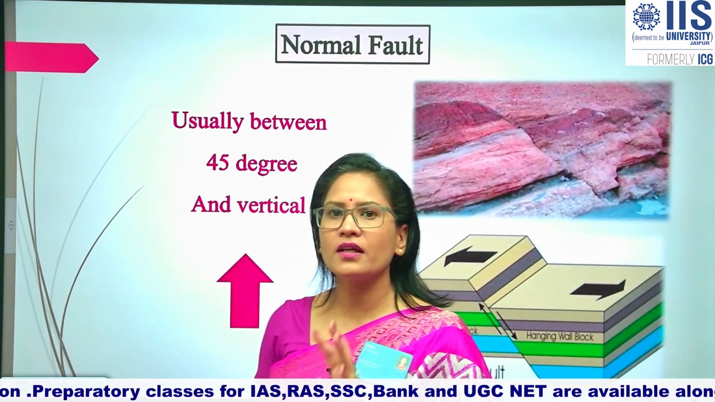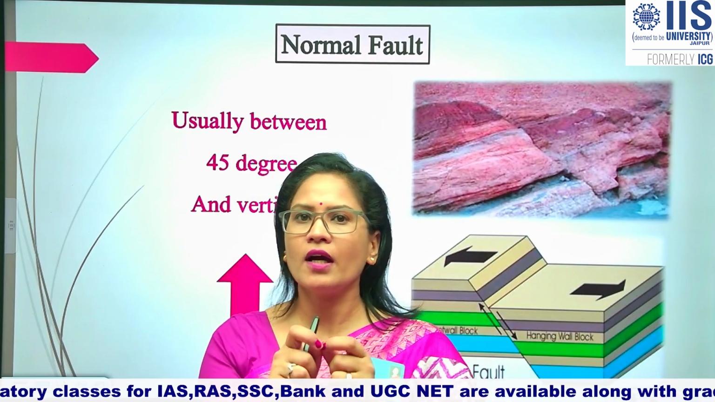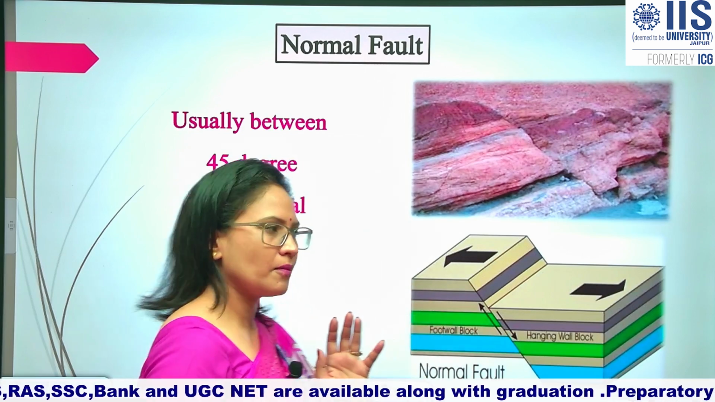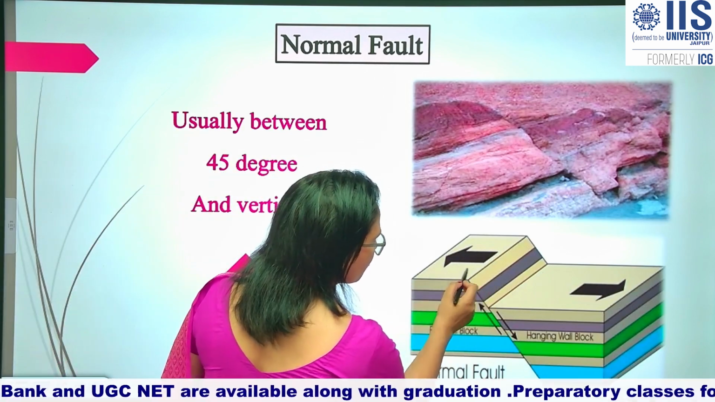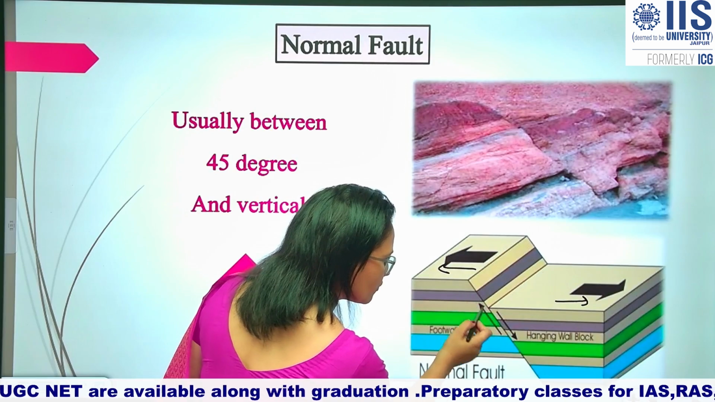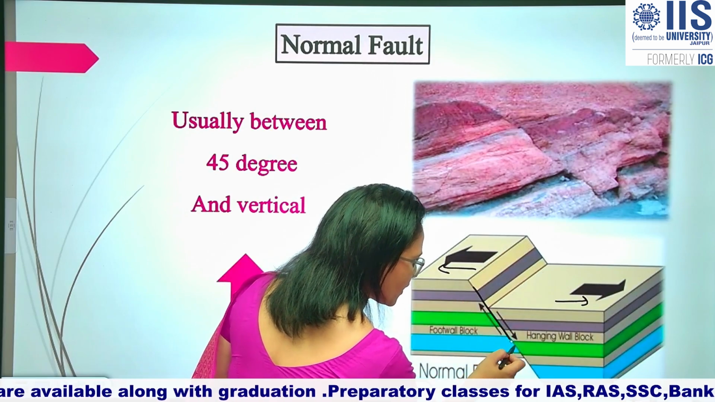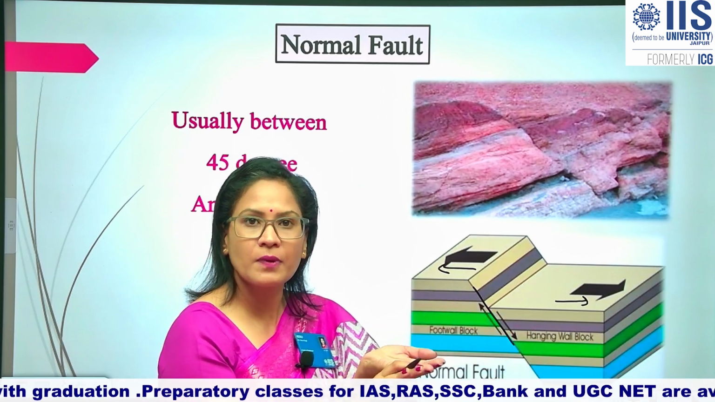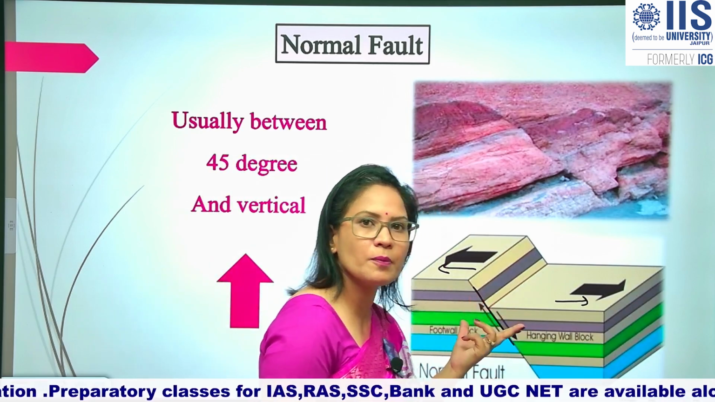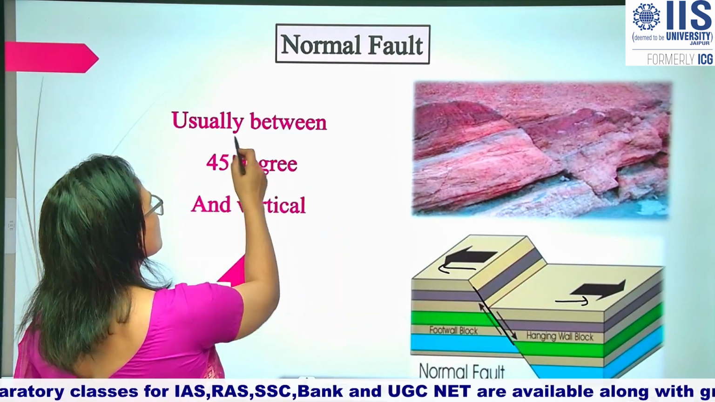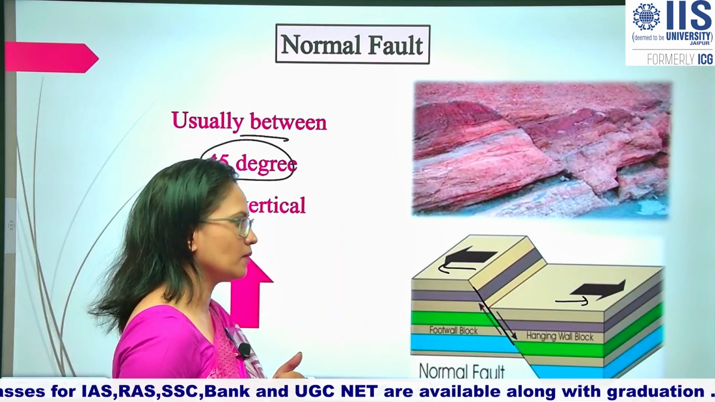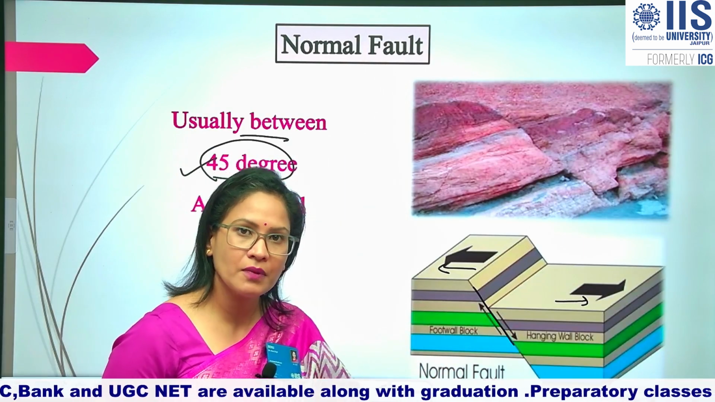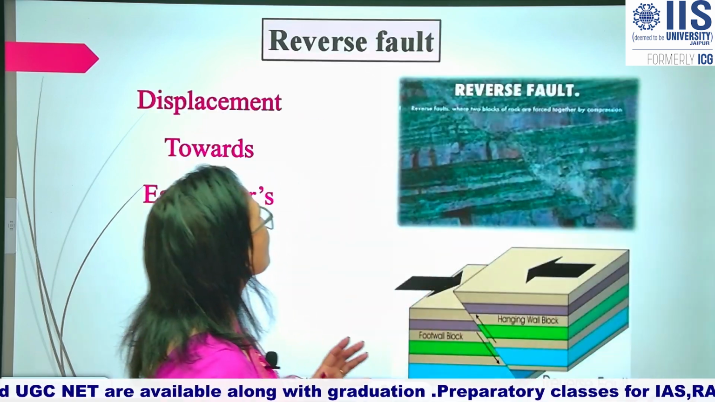Normal fault means that when the plates are simply moving apart from each other, there will be a crack or fracture, and along a plane, the movement is in this direction, and along this axis the blocks or the earth surfaces are displaced. This type of fault will be known as a normal fault, usually 45-degree and vertical, right? So this is the normal fault.